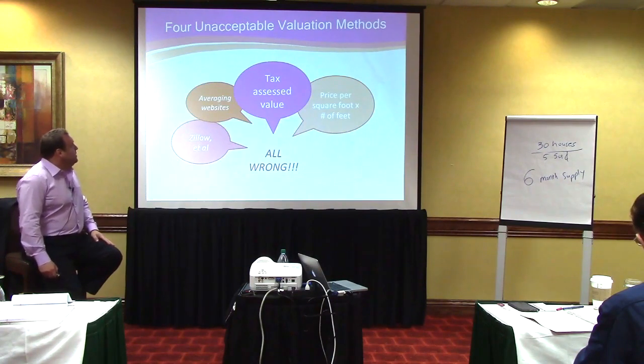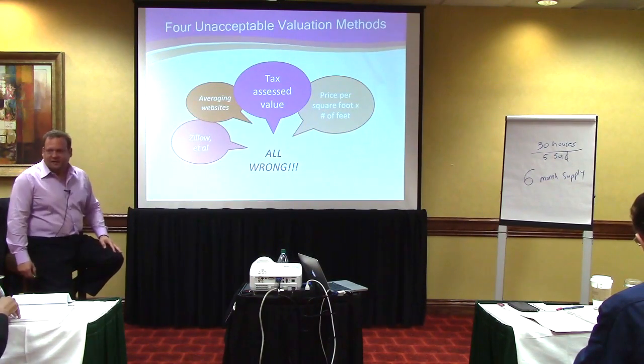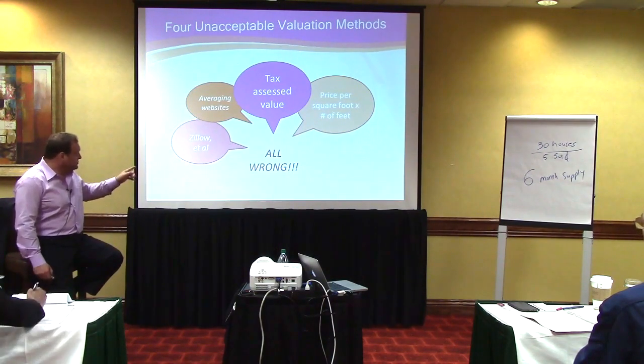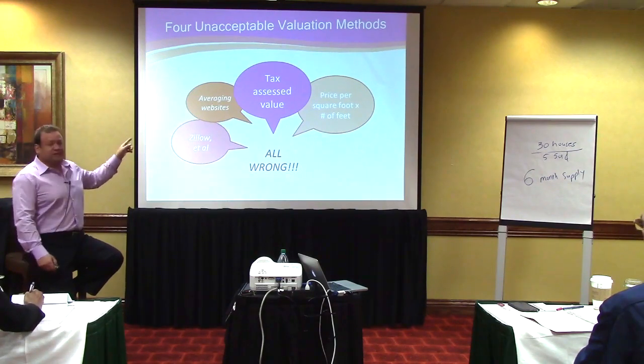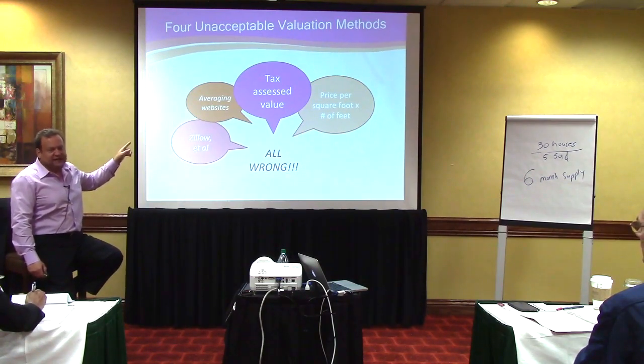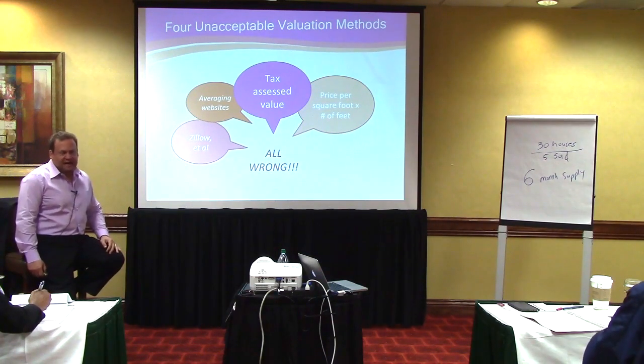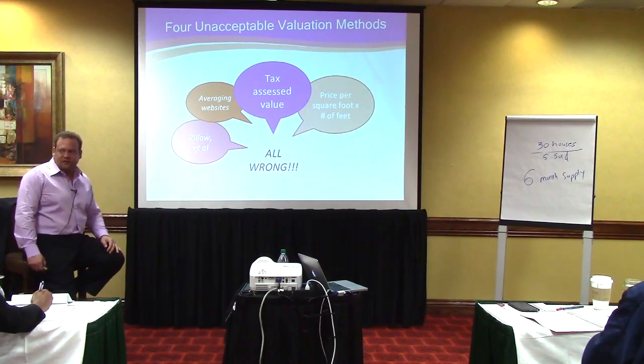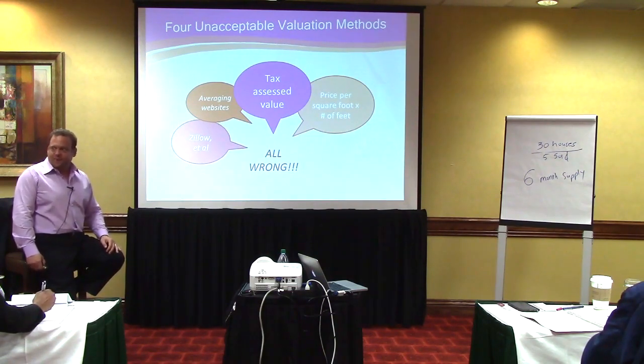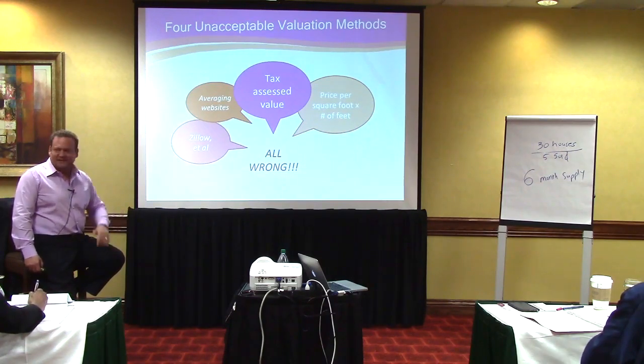Okay, so 4 unacceptable valuation methods. Zillow. Averaging websites, that's my favorite. I love getting an email saying, Zillow says it's worth this. eAppraisal.com says it's worth that. And Trulia says it's worth this. So if we average the 3, we get a good number. What's the old expression in computers? Garbage in, garbage out. That's not an acceptable valuation method.